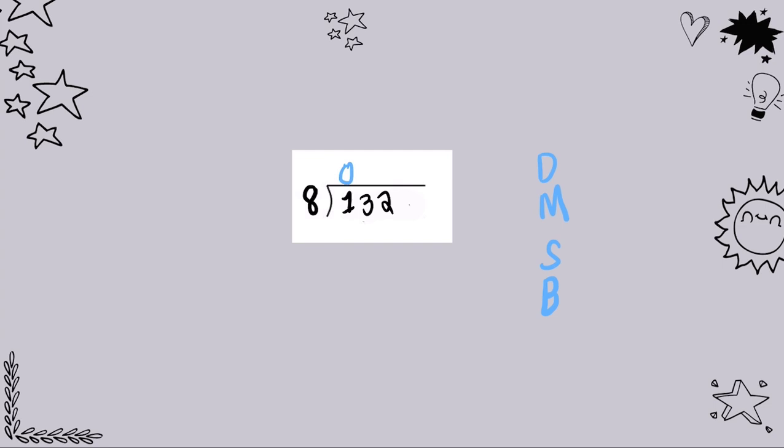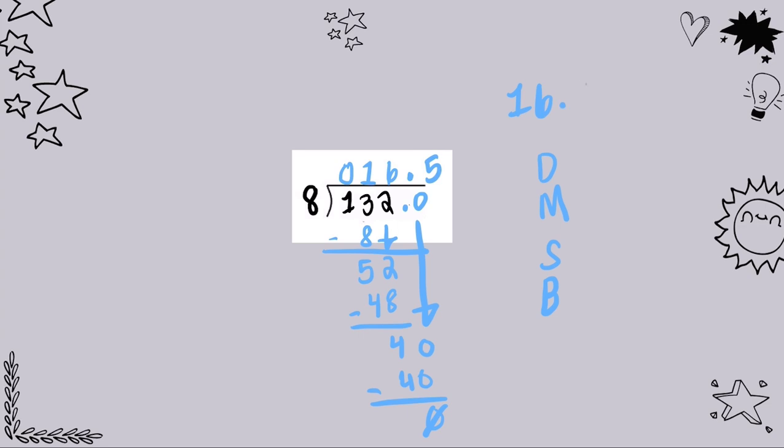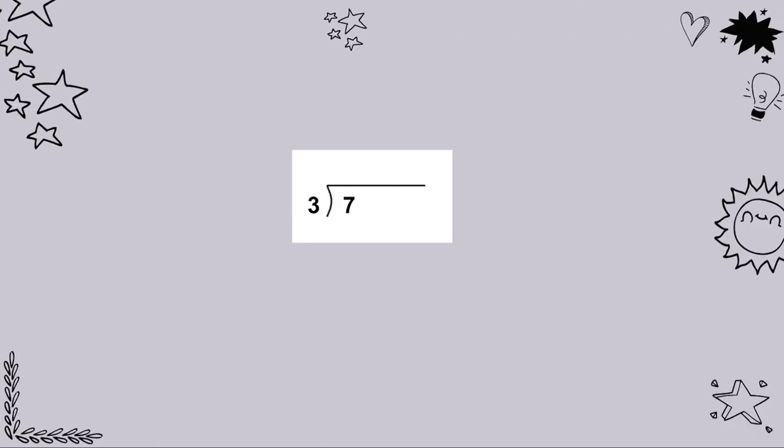8 goes into 13 1 time. 1 times 8 is 8. 13 minus 8 is 5, and then you bring down the 2. 8 goes into 52 6 times. And then 6 times 8 is 48. 52 minus 48 is 4. Then we're going to draw a decimal here. Bring down the 0. 8 goes into 40 5 times. 5 times 8 is 40. And we're left with 0, so therefore our answer is 16.5. You don't have to write the 0 on the front. Okay, so let's go ahead and move on to the next example.